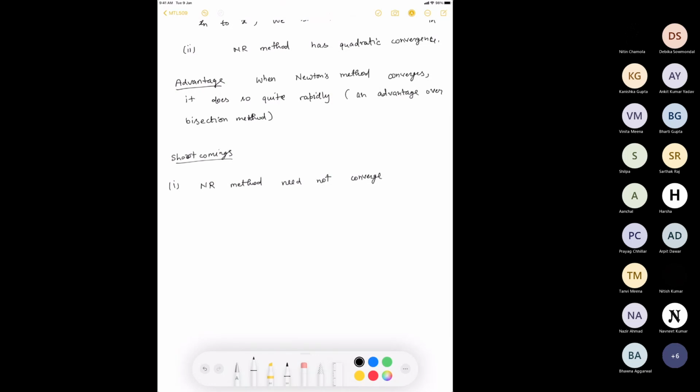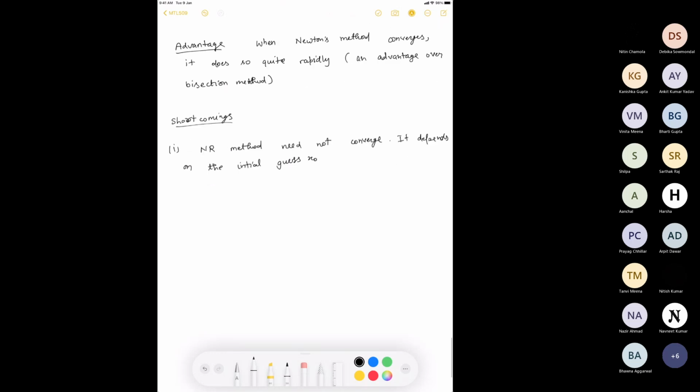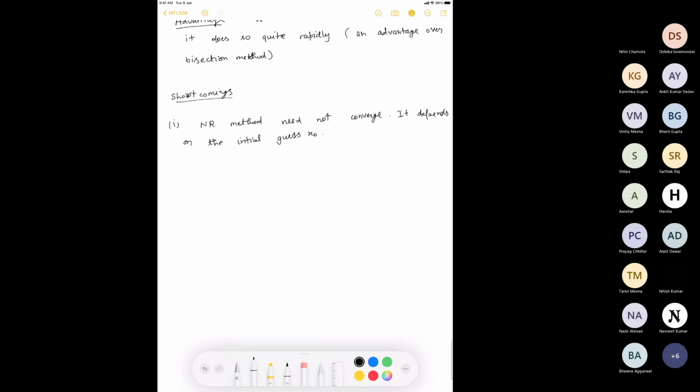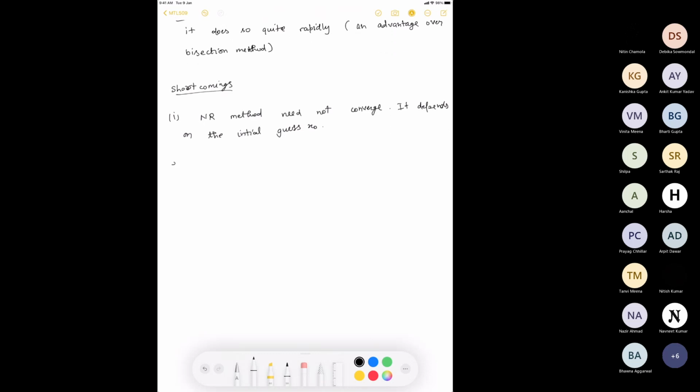And the instance where it might not converge, so one main reason is that you're not able to choose the correct initial guess. So it depends on how you choose the initial guess. So basically you have to have a good choice of the initial guess x naught. So let's try to understand this by taking one example.